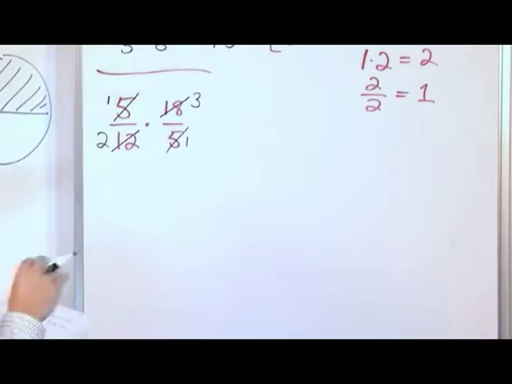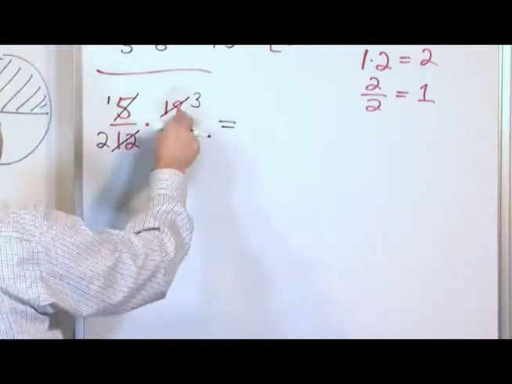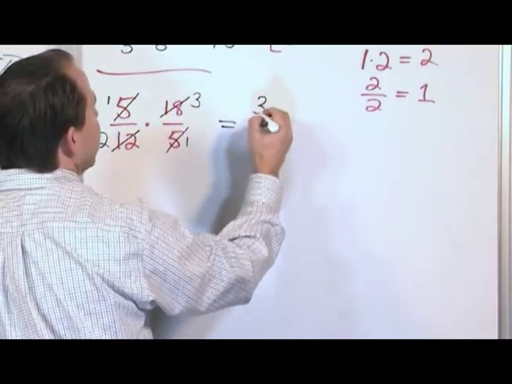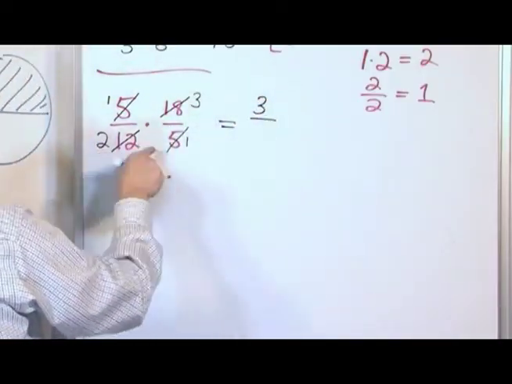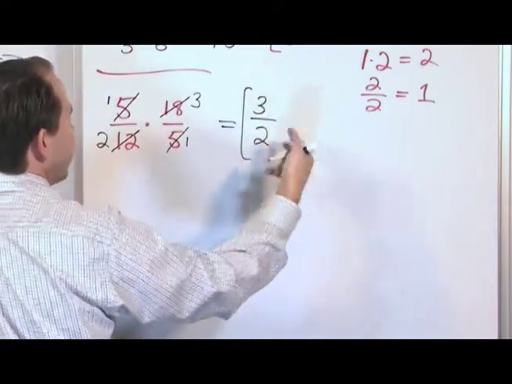Let me continue on and we'll come back and go over this part a little bit more. All of the big numbers are now gone. We have a 1 times a 3, giving us 3. We have now a 2 left over times a 1, giving us a 2. And this is totally simplified, 3/2.